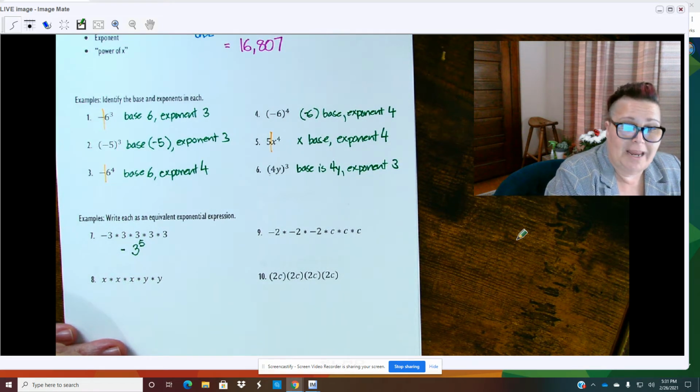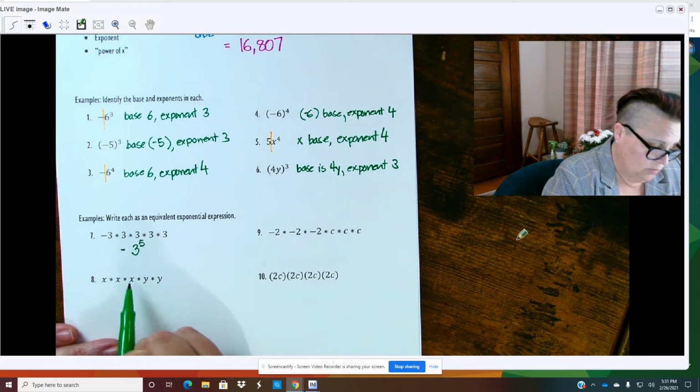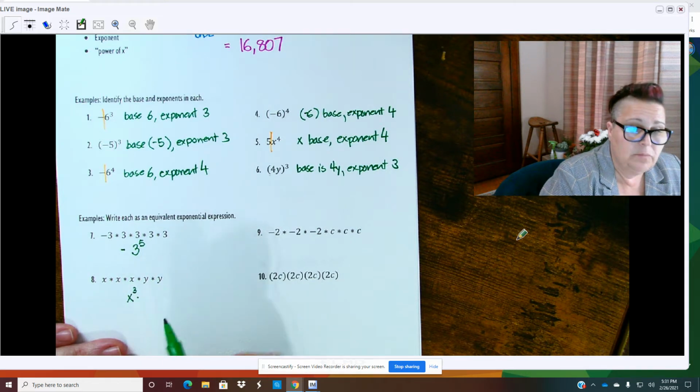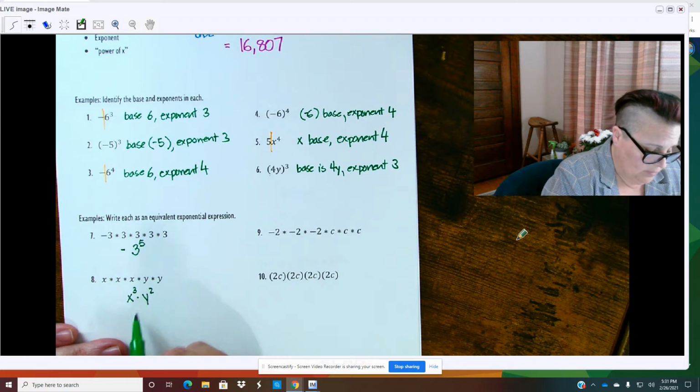Similarly, for number 8, I have an x being multiplied 1, 2, 3 times. So this would be x to the 3rd times the y is being multiplied twice, y squared. This would be x to the 3rd, y squared.